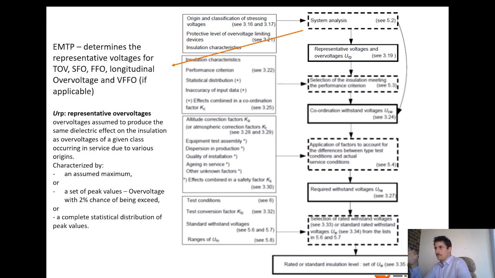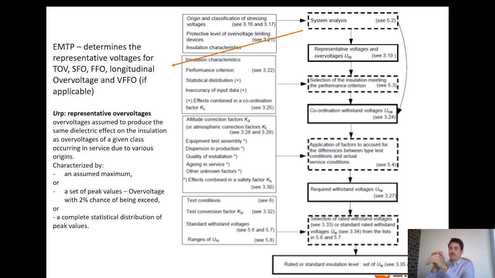Okay, so the first thing is the system analysis. So this is where EMTP comes into play. Basically, you will model the system in EMTP as well as possible. We will describe how to model for switching in the switching video and how to model for lightning in the lightning video. And you determine what is called the representative voltage for TOV, switching, lightning, and so on. What is it? A representative overvoltage is an overvoltage assumed to produce the same dielectric effect on the insulation as overvoltages of a given class.